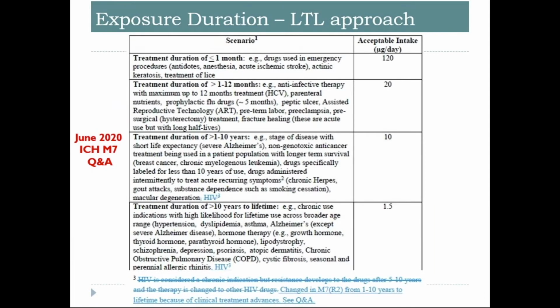This table gives general examples of drugs to categorize under different treatment durations. One can go through the M7 guideline for more details. I just wanted to highlight that in the recent Q&A of M7 released in June 2020, the HIV drugs were moved from the earlier class of 1 to 10 years to more than 10 years and lifetime treatment. It makes a significant impact on the HIV drugs.